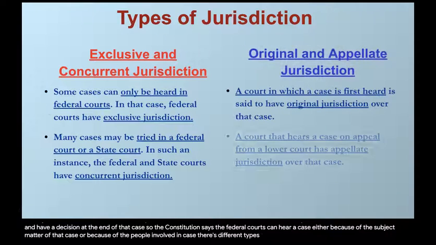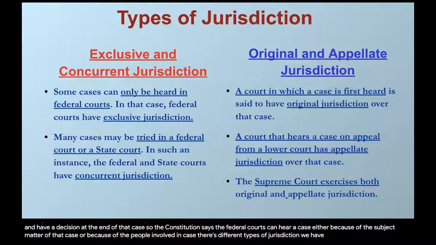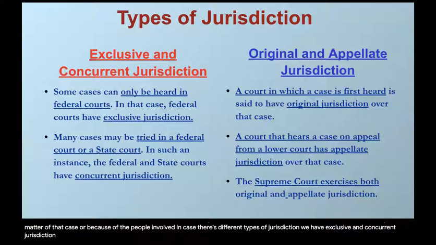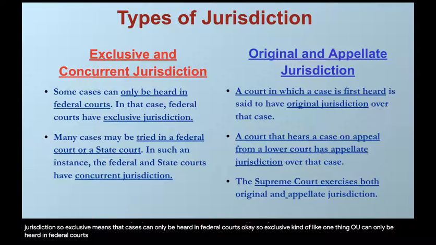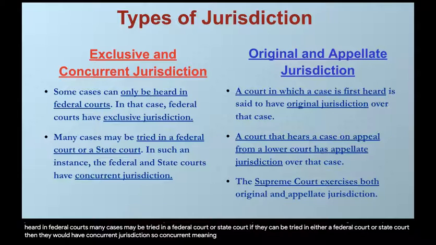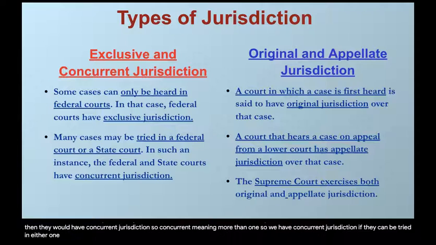There's different types of jurisdiction. We have exclusive and concurrent jurisdiction. So, exclusive means that cases can only be heard in federal courts. Okay, so exclusive, kind of like one thing, can only be heard in federal courts. Many cases may be tried in a federal court or a state court. If they can be tried in either a federal court or a state court, then they would have concurrent jurisdiction. So, concurrent meaning more than one. So, we have concurrent jurisdiction if they can be tried in either one.